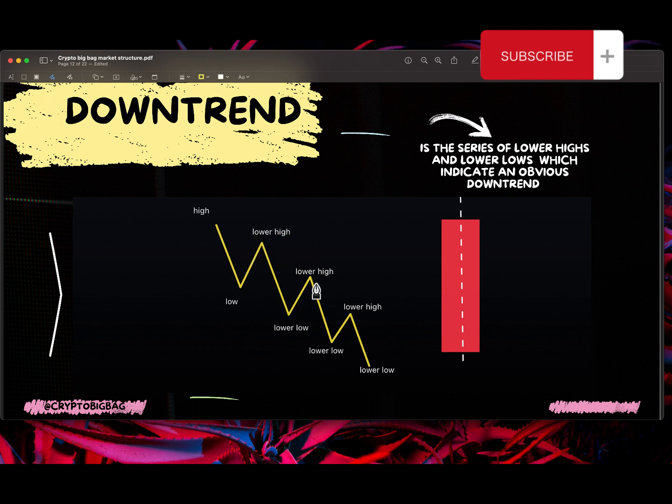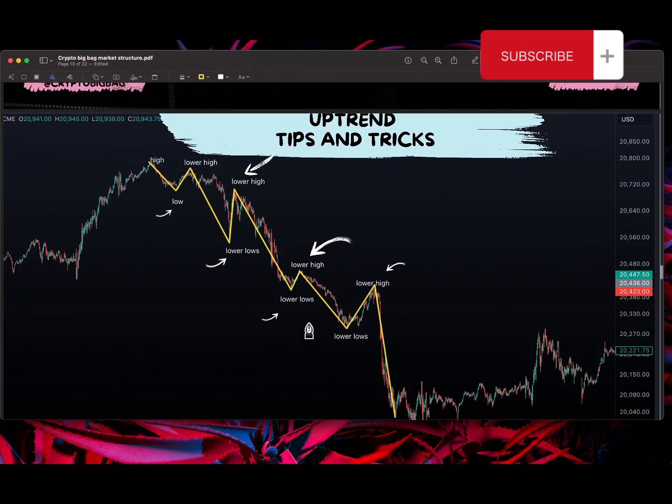So now you have a move down that creates a lower low that was lower than the previous low, creates a lower high that is lower than the previous high, creates a lower low that is lower than the previous low. It's a series of lower highs and lower lows, which indicates an obvious downtrend. That is what a downtrend is. Now, let me show you an example on chart of how a downtrend looks.